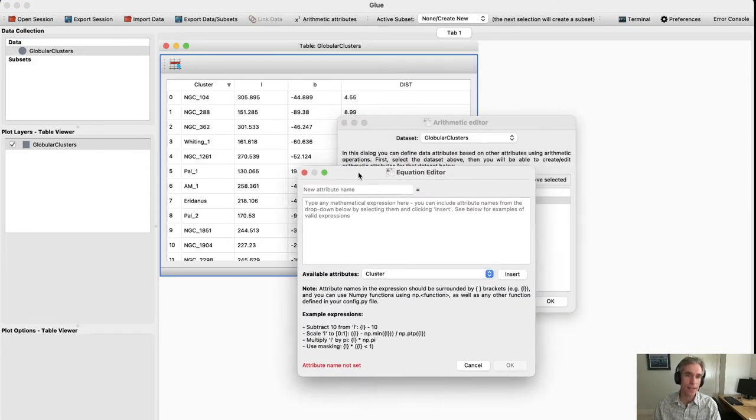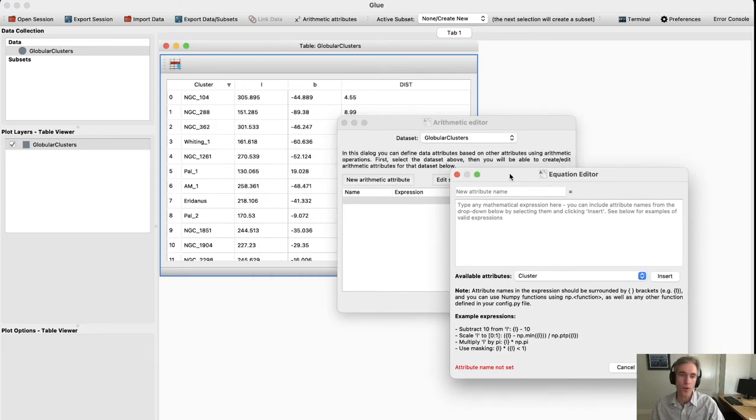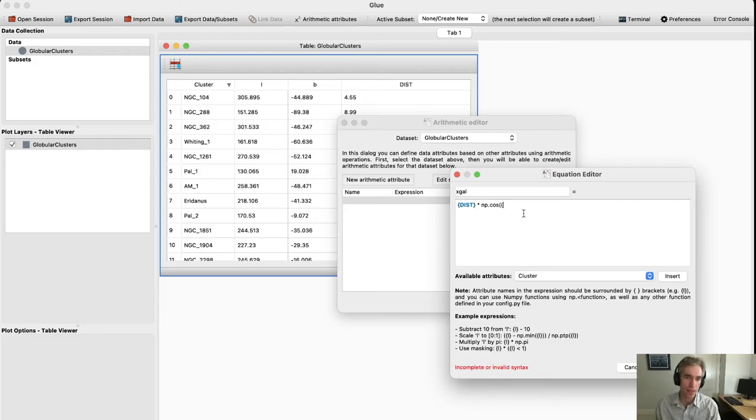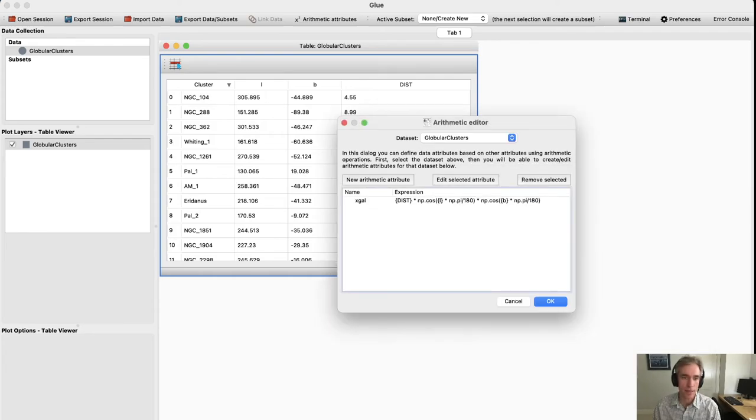I'm going to go over it again because I ask you to do something similar on your homework 6. I can figure out the galactic positions by saying this must be the distance times np.cos(l times np.pi over 180) times np.cos(b times np.pi over 180). That pi over 180 is converting from degrees to radians here, and we have xgal. So that's a valid expression. Let's copy it, because I'm going to paste it in a second.